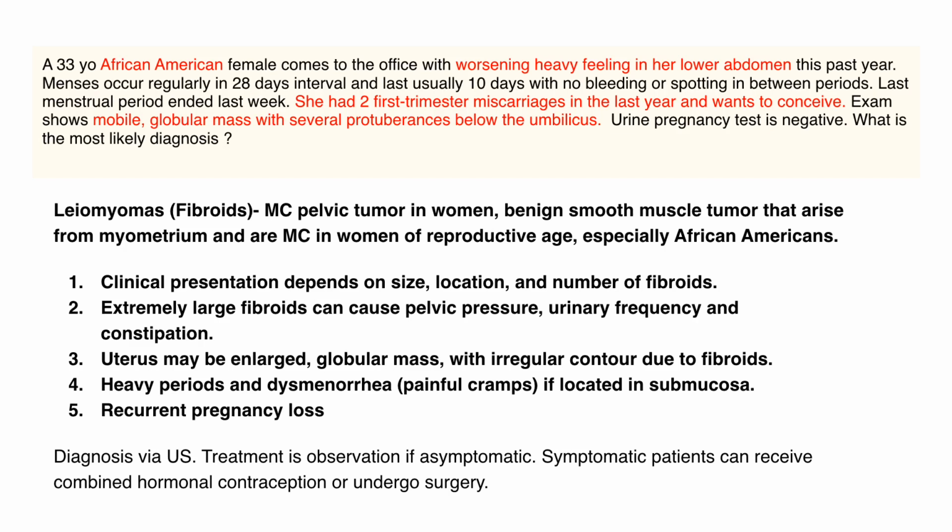There are heavy periods and dysmenorrhea, which are painful cramps, if it's located in the submucosa. As mentioned before, recurrent pregnancy loss is an indication that this patient may have fibroids. Diagnosis is done via ultrasound. Treatment is observation if the patient is asymptomatic. Symptomatic patients can receive combined hormonal contraception or undergo surgery. And surgery is usually indicated if the patient wants to conceive.